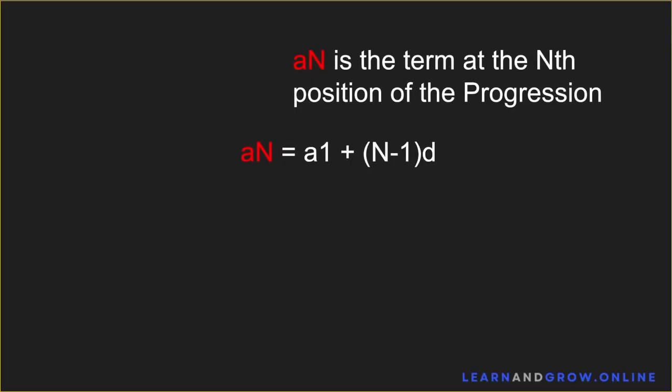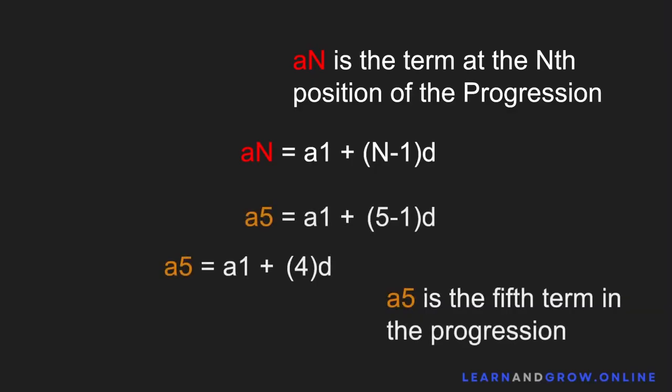And to find a number at any position in the progression, you can use this formula. So an is equal to a1 plus (n minus 1) into d. So n is the position that you're looking at, an is the term at that position, and a1 is the first number in the progression. So say you wanted to find the fifth number, so you wanted to find a5. a5 would be equal to a1 plus (5 minus 1), which is 4, into d. So a1 plus 4d, and d being the common difference.